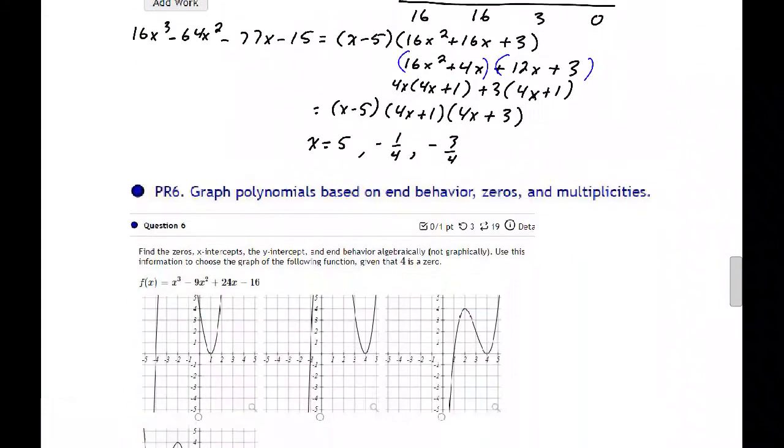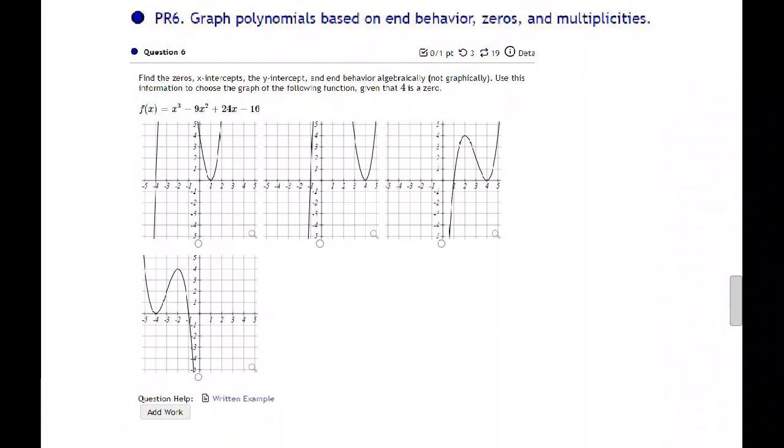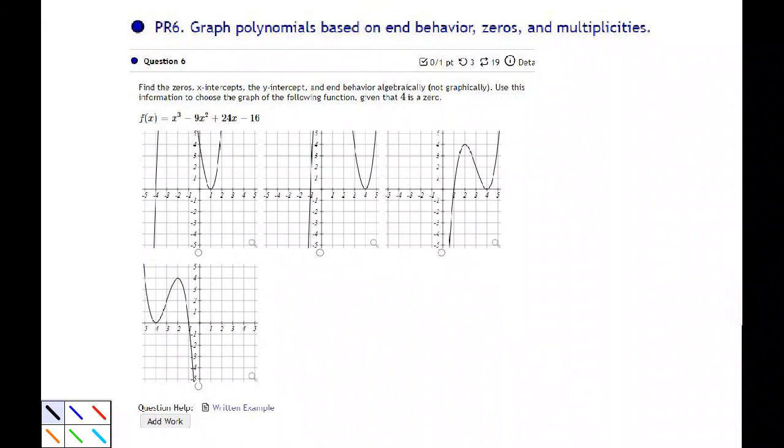Our next objective is PR6. Graph polynomials based on end behavior, zeros, and multiplicities. So question 6 says, find the zeros, x-intercepts, the y-intercept, and end behavior algebraically, not graphically. Use this information to choose the graph of the following function, given that x equals 4 is a 0. So my function is f of x equals x cubed minus 9x squared plus 24x minus 16.